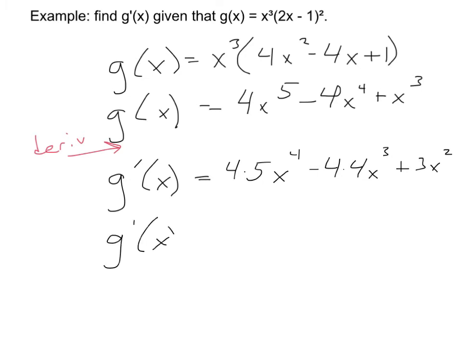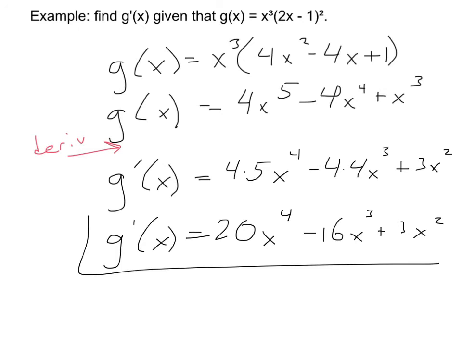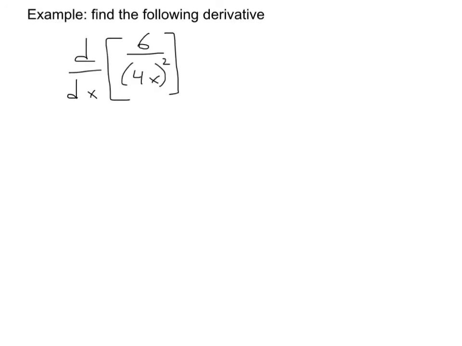My final answer then, if I simplify it, ends up being 20x to the 4th minus 16x cubed plus 3x squared. And that's my derivative. I'd like you to do the same thing on this problem. Pause the video and at the very least, see what your first step would be in terms of simplifying this.